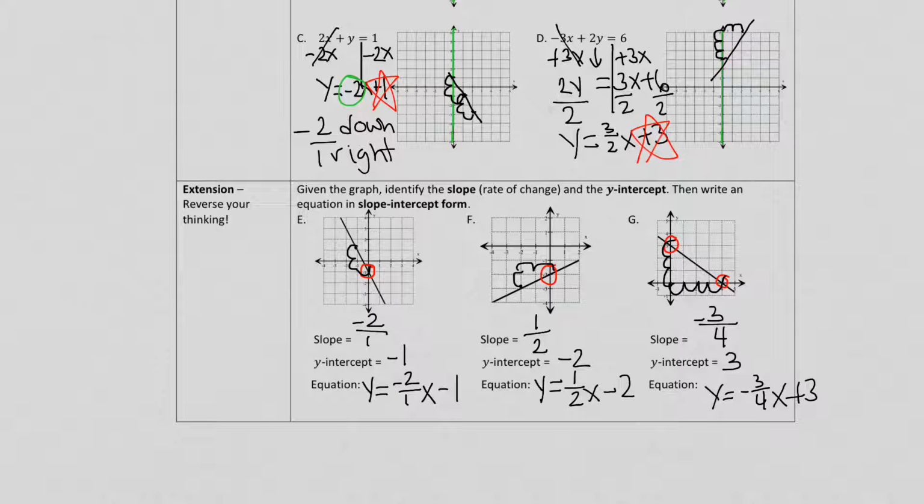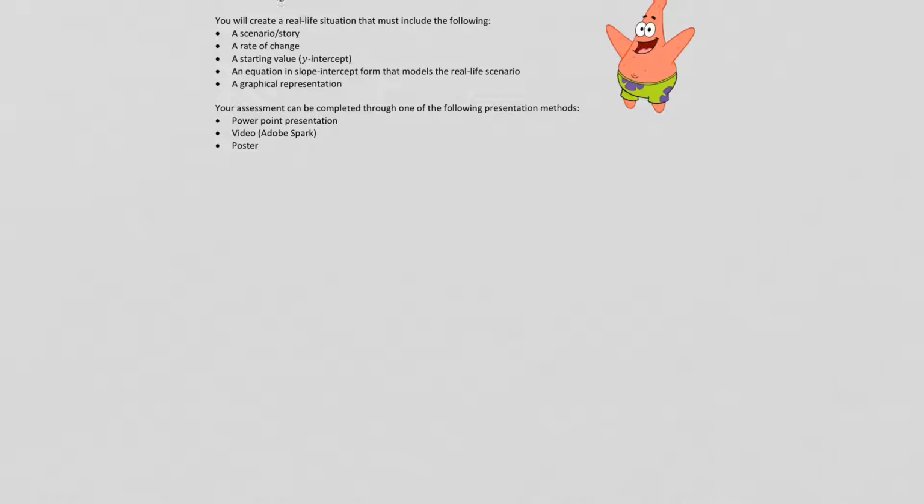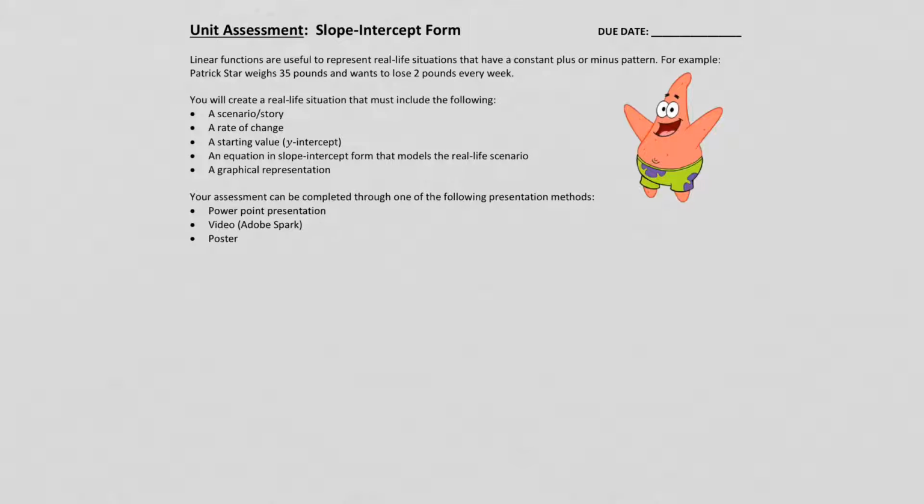Okay, so now that we went through the lesson, I'm going to introduce the activity that we're going to be working on. Our activity is going to be a slope-intercept form project, or assessment if you like. So we're going to do linear functions that are useful to represent real-life situations that have a constant plus or minus pattern. For example, Patrick Star, this little guy here, weighs 35 pounds and wants to lose 2 pounds every week. So that can be graphed on a number line.